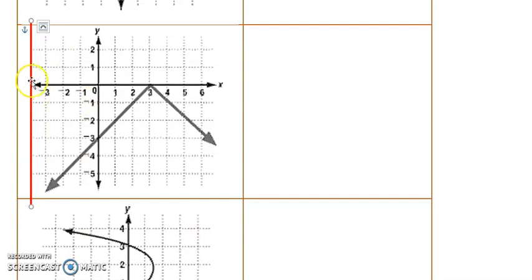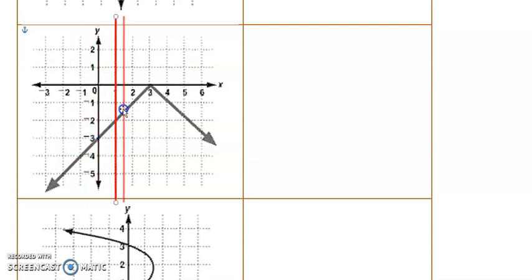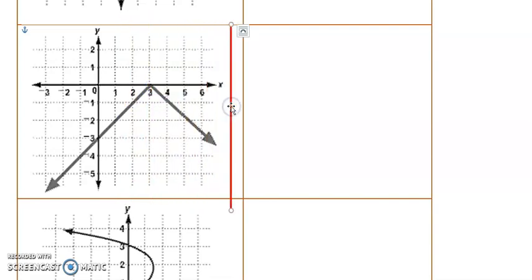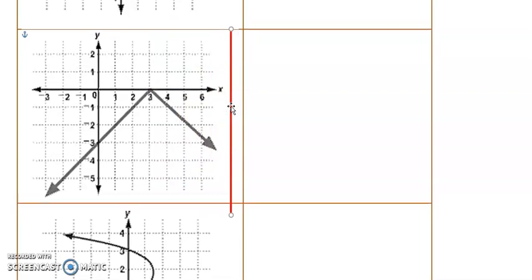Again, your focus is on the line. See if the line cuts the graph at 2 points. Let's have a look. I move it over. I'm happy, 1 point. You can see there, it's 1 point there. I'm very happy. Moving, 1 point there. 1, 1, 1, 1. Very happy. This would be an example of a function. Next one.